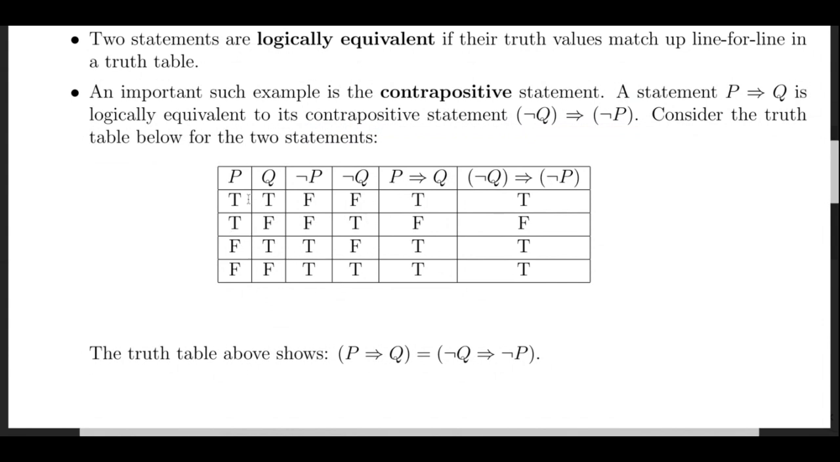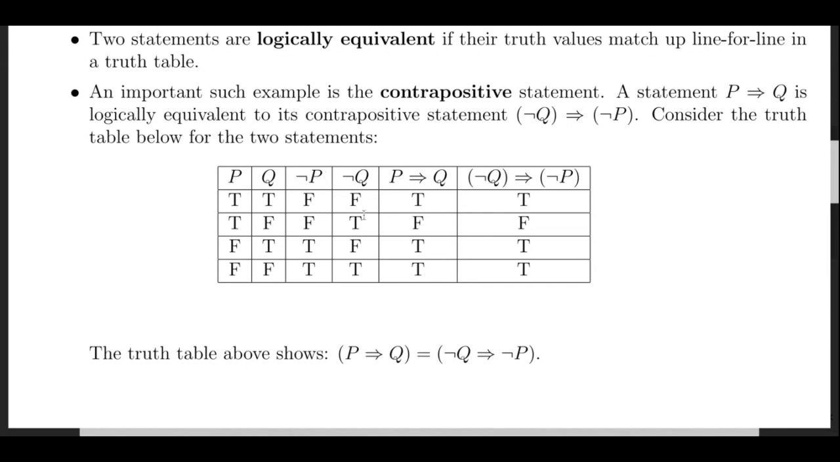P implies Q: if both are true, P implies Q is true. If both are false, P implies Q is also true. If P is true but Q is false, then P implies Q is false. However, if P is false but Q is true, P implies Q stays true, right? So for P implies Q to be true requires either both true, or both false, or Q is true.